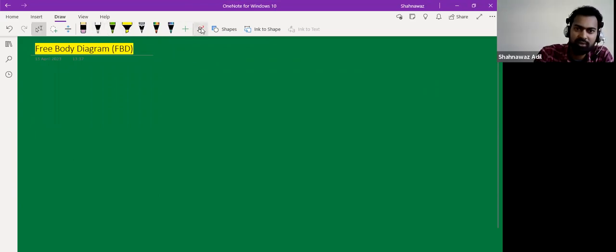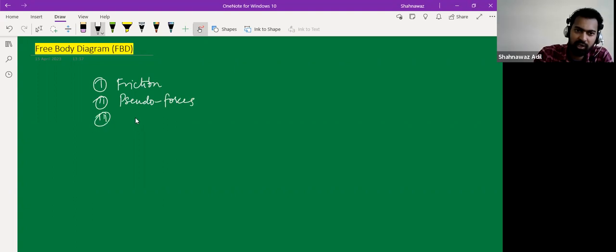So in today's lecture, I'll be trying to complete what? Friction, then what? Pseudo forces, and then dynamics of circular motion. Right. So before I do that, the most important topic of Newton's laws of motion is this free body diagram.